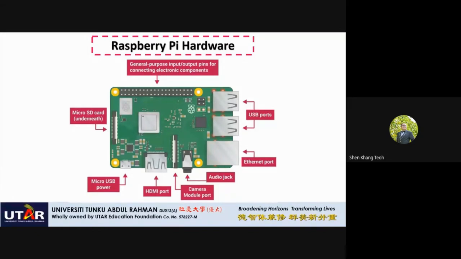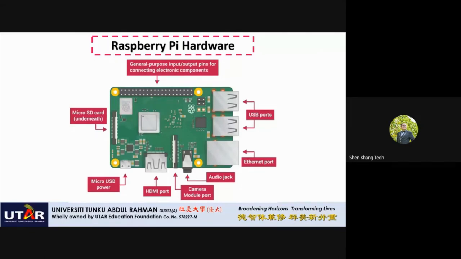Okay, so this is the outlook of the Raspberry Pi. From here, we can see that the processor is in the middle. You can see that the perfect square is the processor. Next, I will briefly introduce the hardware in a clockwise manner, starting from the top. Raspberry Pi has a total of 40 general purpose input and output pins for you to interface with sensors, for example, a temperature and humidity sensor.